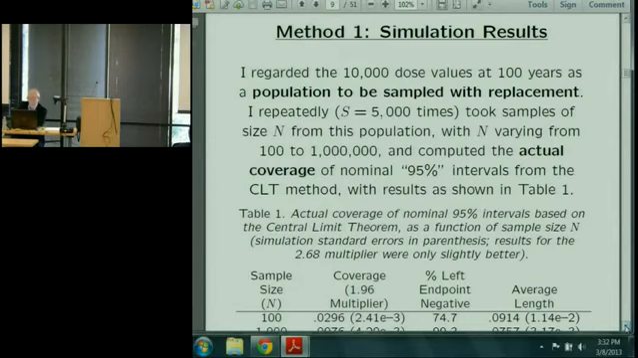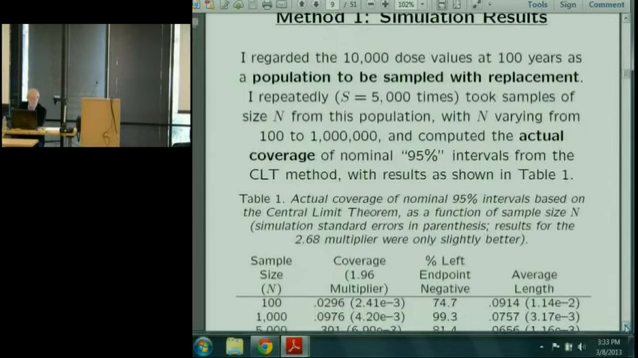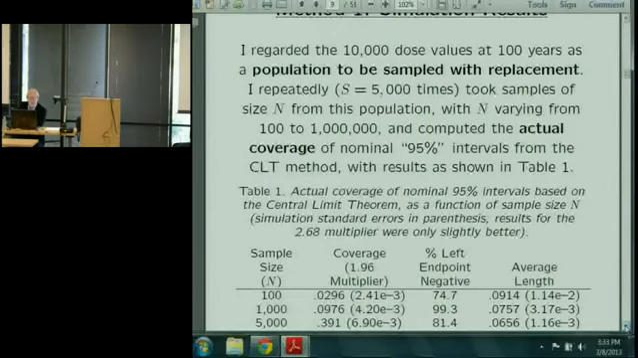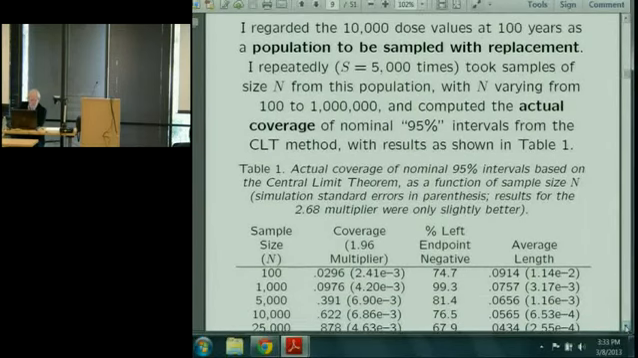And so here's what we get. I created nominal 95% intervals. With sample size 100, the actual central limit theorem intervals only include the truth 3% of the time. That's even worse than the example I showed you earlier today. With 1,000 observations, it's up to 10% of the time. With 5,000 observations, it's up to 39% of the time. And with 10,000 observations, which is all the observations you got practically, it's in the data set, it's, oops, wow.